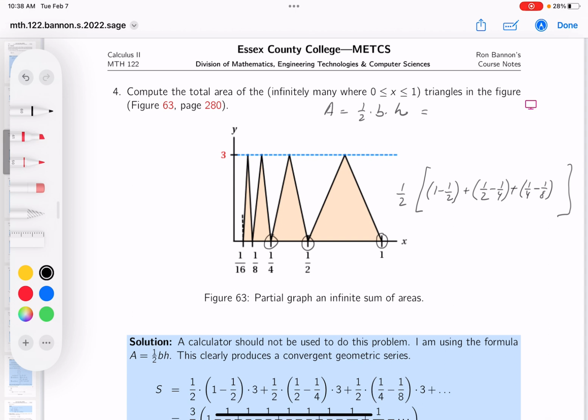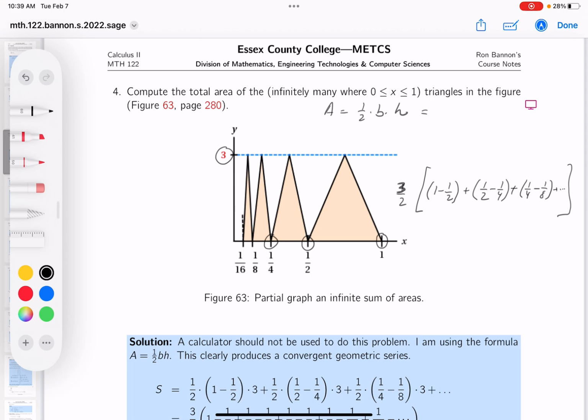Oh, you know what? I didn't realize this. The height's 3. Sorry about that. I thought it was 1. All right? The height's always 3. All right, so I got this, it goes on forever. I got to figure this out now, looking at it.